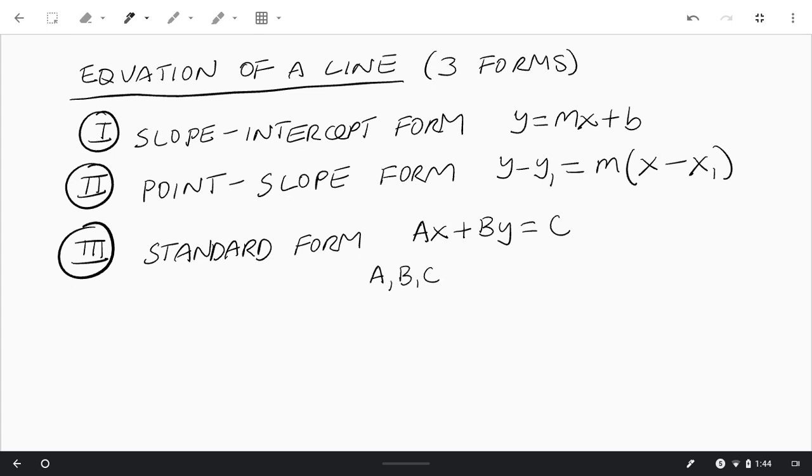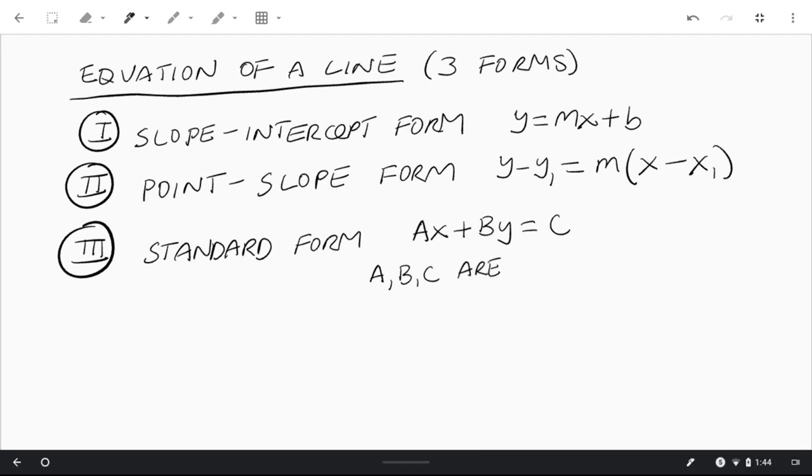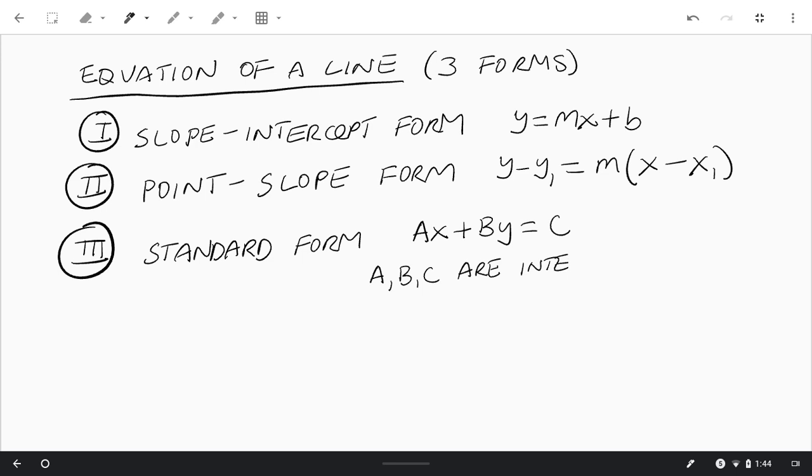I'll write that down here. A, B, C are integers, meaning no fractions, no decimals, and also A is positive, greater than 0. So what we're doing next is we're going to be looking at how to find the equation of a line that passes through 2 points.